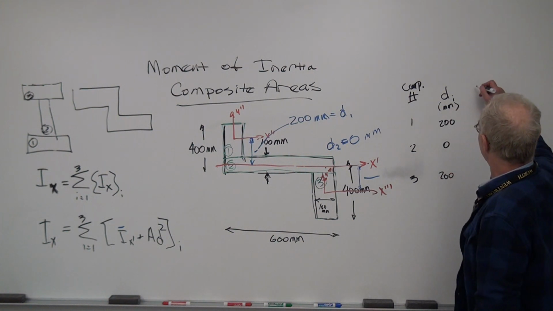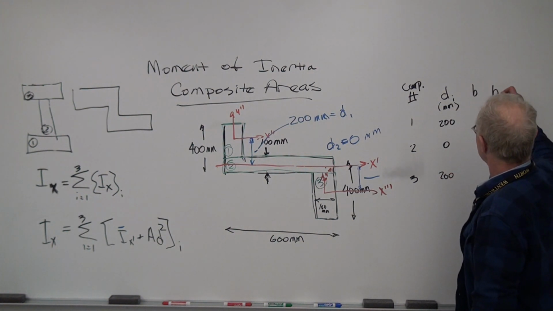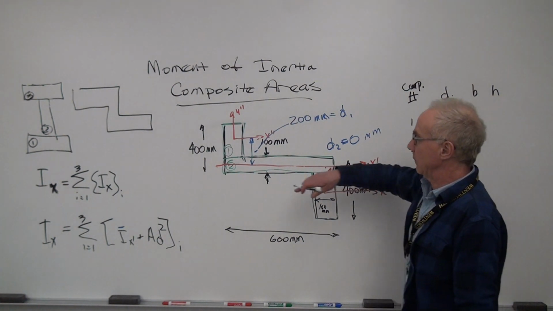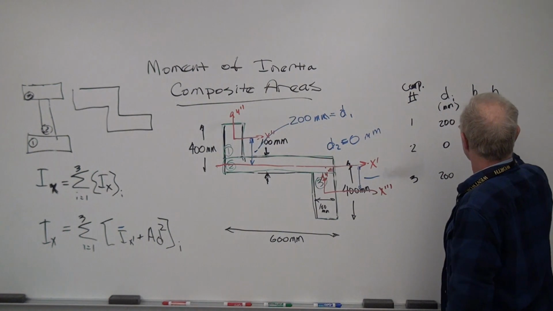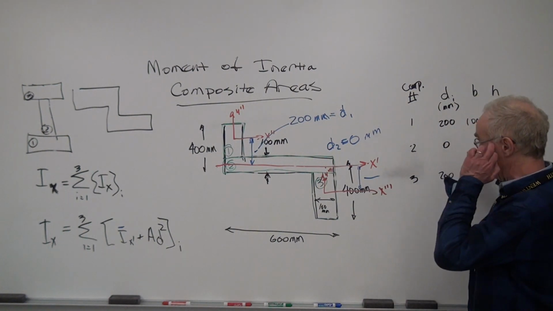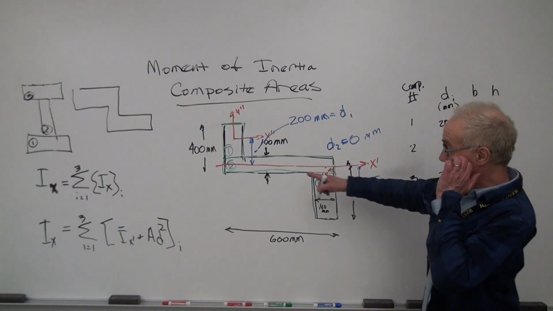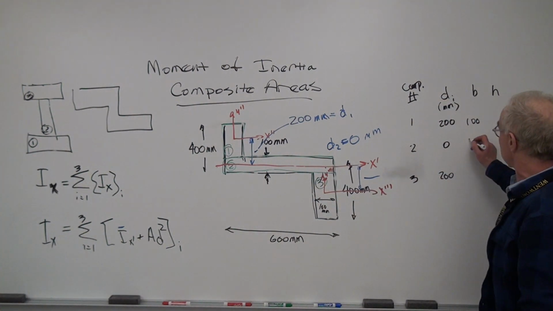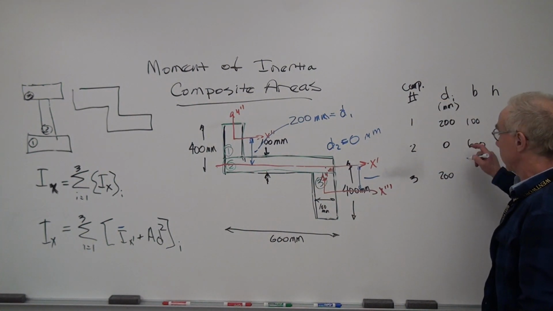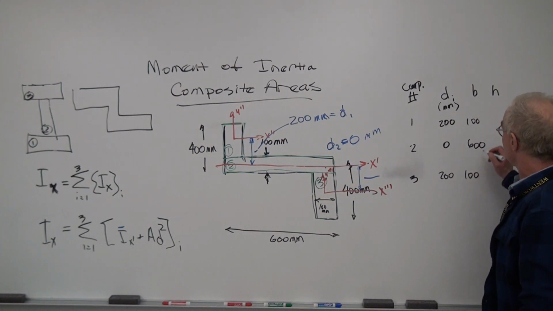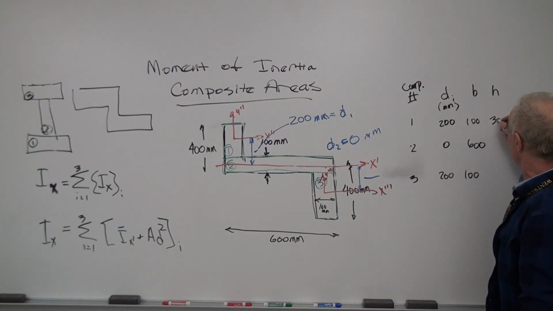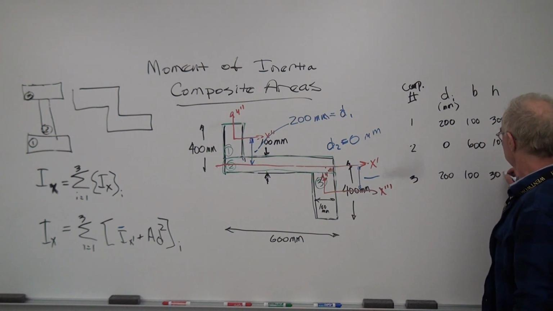And then we put here our B and our H values. The B value of this one, this width, is 100 millimeters. And the B value for the middle one is 600. And the B value, in other words the width, of this one is going to be 100. And it'll be 300 height, 100 height, and a 300 height.